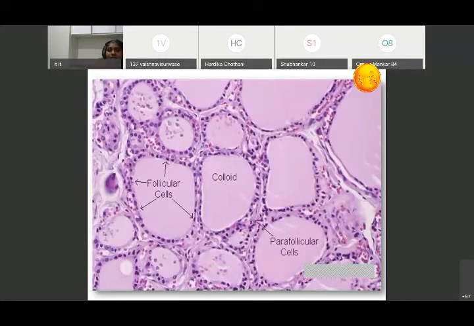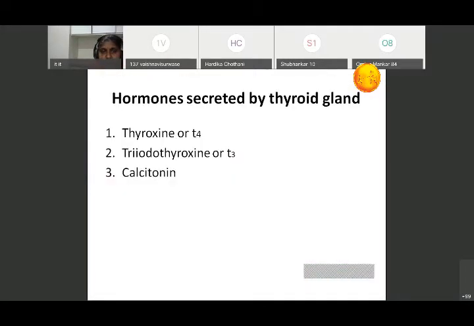One is T4, called tetraiodothyronine. T3, triiodothyronine. T4 is also called thyroxine, and calcitonin. The hormones secreted by the thyroid gland are thyroxine or T4, triiodothyronine or T3, and calcitonin.